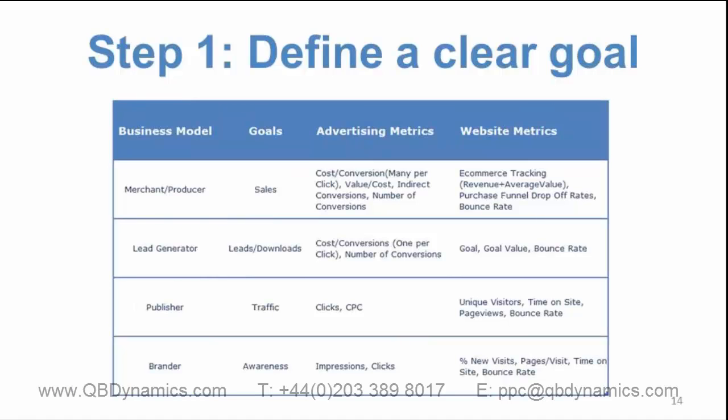And again, depending on the type or kind of business you have, your goal will vary. Now, a merchant or a producer of a product may be going straight for sales in an e-commerce store. Other types of businesses may be going for leads and downloads of a white paper or request for services. A publisher, somebody who is publishing content online, may just be looking for traffic. A brander, however, could just be looking for awareness of their brand.